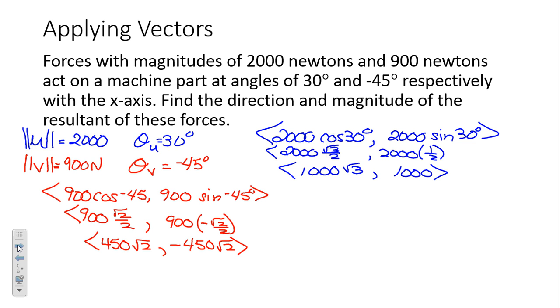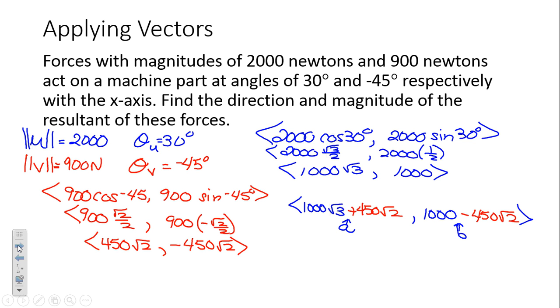We're ready to add them up. So when we add up u plus v, we will get 1000 square roots of 3 plus 450 square roots of 2, and then we'll get 1000 plus a negative 450 square roots of 2. Let's store this as A in our calculator, and let's store this as capital B. Everybody know how to store things in their calculator? Yes, no? Okay, let me show you that.